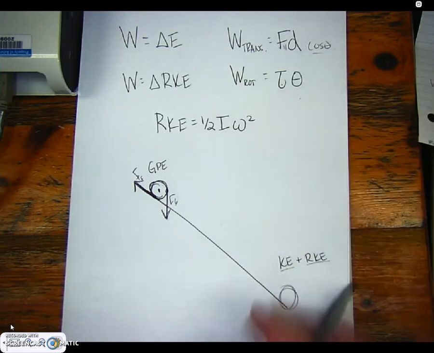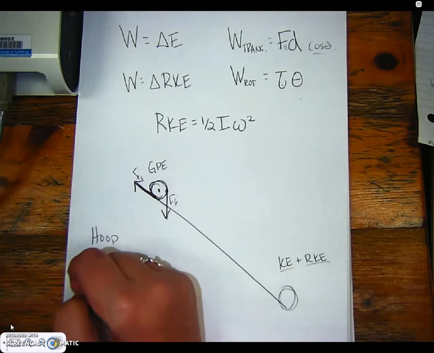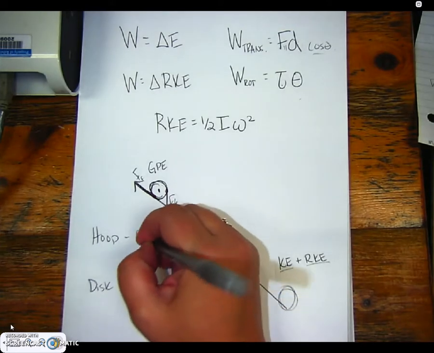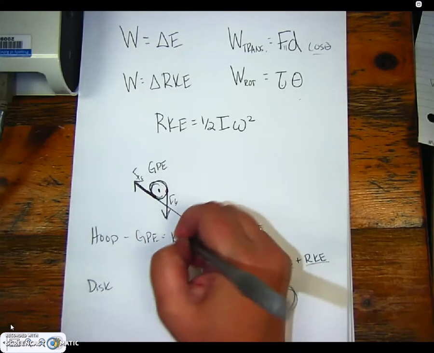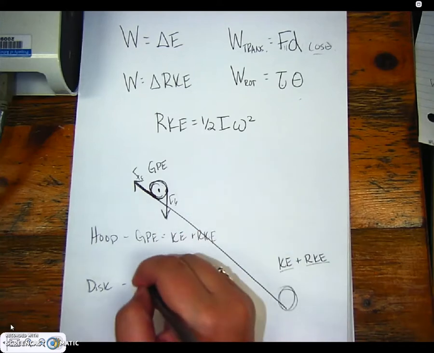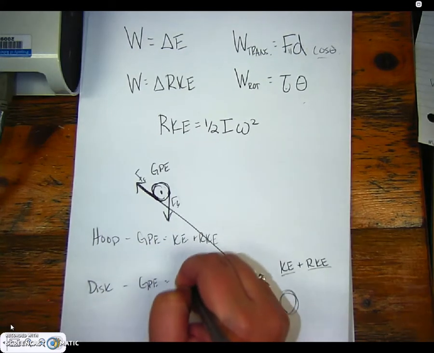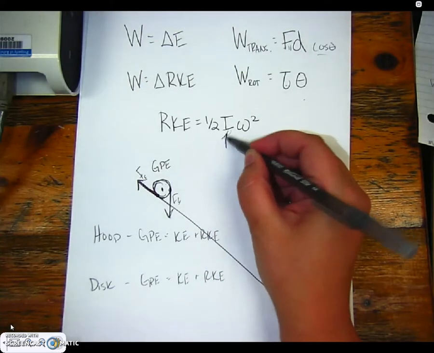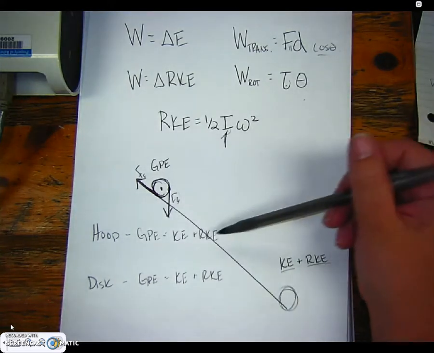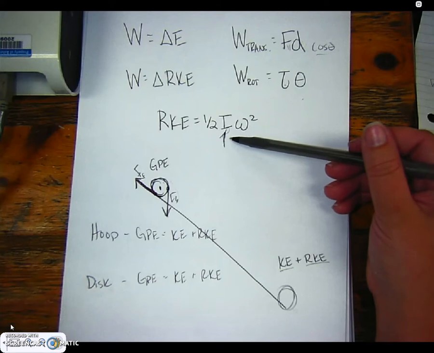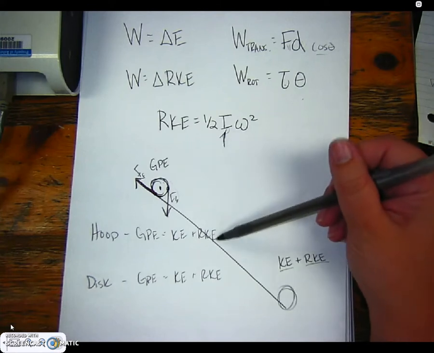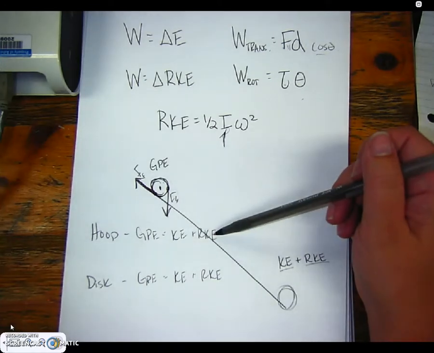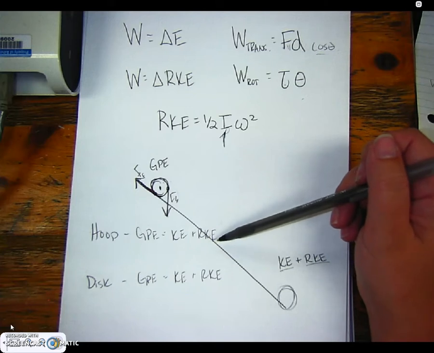So if I wanted to compare different objects, like, say, a hoop or a disc, a hoop is going to have GPE equal to KE plus RKE, right? Now, remember that RKE is based on this I. So if you have an object that is a hoop, the I is going to have a coefficient of 1. So it's going to gain more rotational kinetic energy than kinetic energy.